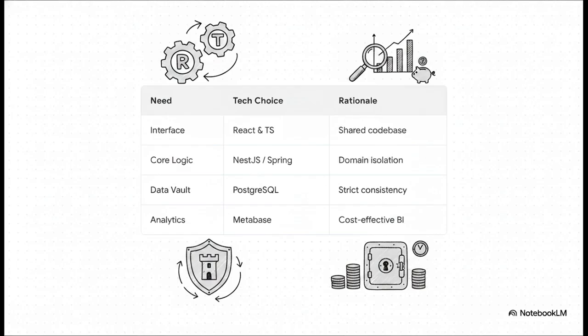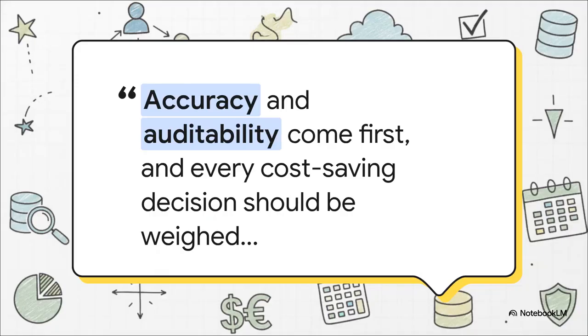PostgreSQL acts as your rock-solid data vault, providing that absolutely critical strict consistency and historical versioning. And finally, Metabase sits right on top, delivering cost-effective business intelligence. It really is a perfect balance of high performance and operational cost control. If you take away literally just one thing from this entire explainer today, let it be this guiding philosophy. Accuracy and auditability are paramount. You can and absolutely should make cost-saving architectural choices, but every single one of them has to be weighed against the catastrophic cost of a payroll error or a compliance failure.